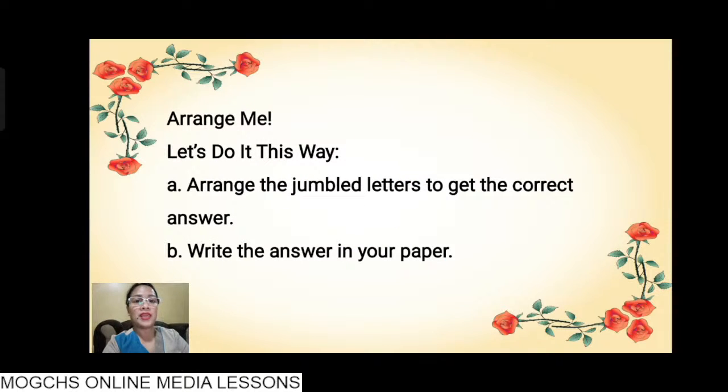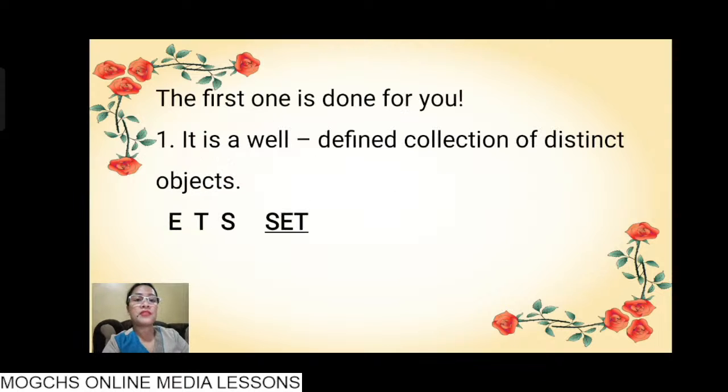Let's do it this way. Arrange the jumbled letters to get the correct answer. Write the answer in your paper. I will give 5 seconds in each number. The first one is done for you. It is a well-defined collection of each distinct objects. And the answer is set.